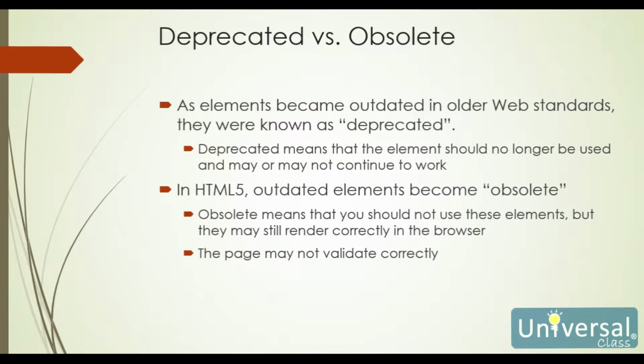As we discussed previously, there is a difference between something becoming deprecated and obsolete. In older versions of HTML, things became deprecated, and deprecated means the element should no longer be used and may or may not continue to work. More times than not, it would not work. In HTML5, outdated elements become obsolete. Obsolete means that you should not use these elements, but they may still render correctly in the browser. However, even if they render correctly in the browser, the page may not validate correctly.